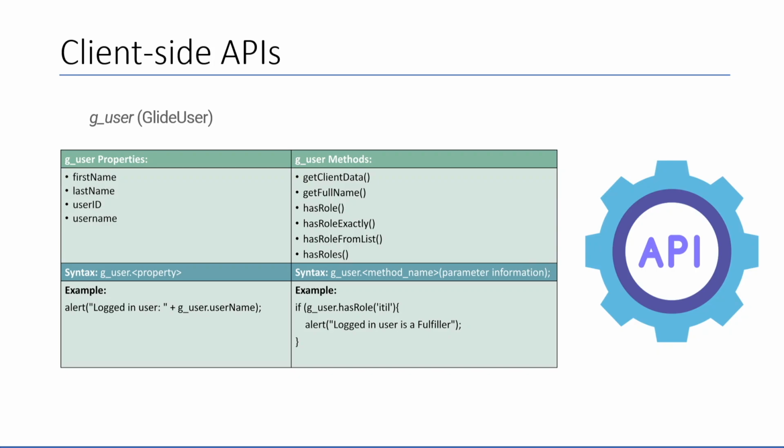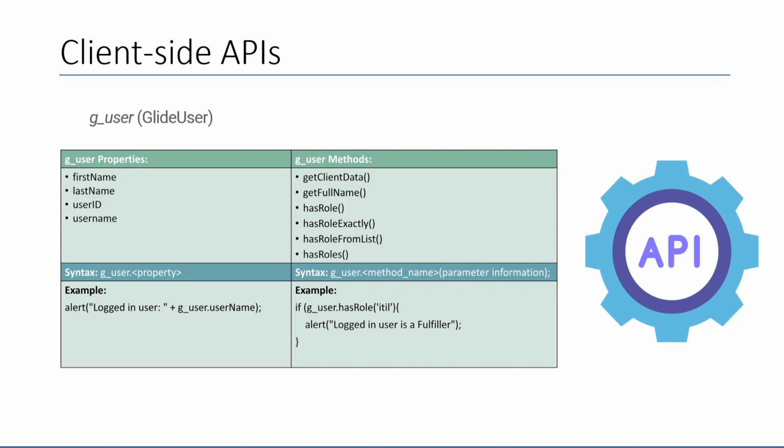We can make use of some useful GUser methods, such as getClientData, which will return the session client value previously set with the putClientData method. getFullName, which will return the logged in user's first name and last name separated by a space. hasRole, it returns true if the logged in user has the specified role or has the admin role itself. hasRoleExactly, it returns true only if the logged in user has the specified role.